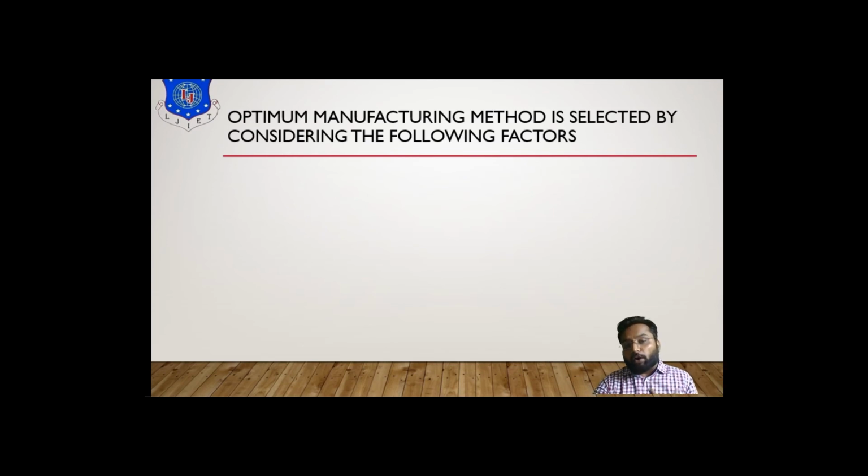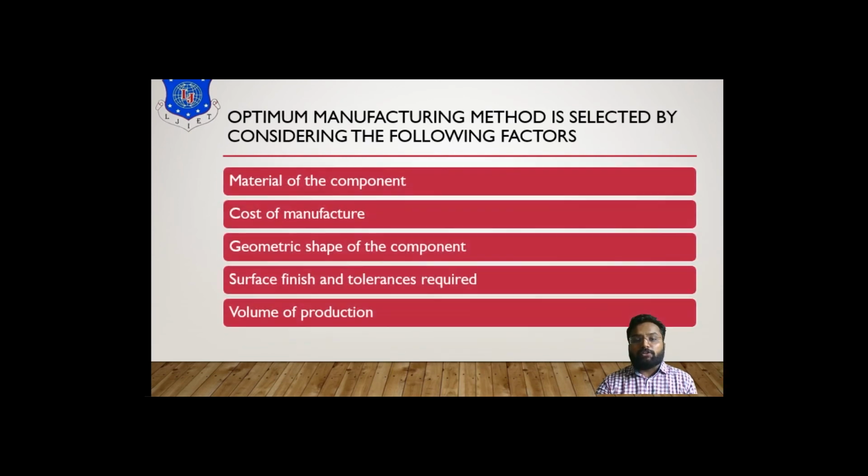So what are the different criteria or factors to optimally design our components? There are several factors. First of all, we should know the material of the component. Then what is the cost of the component? It also depends on the geometrical shape of the component. Then what amount of surface finish and tolerance do we require? What volume of production do we require? These are the different criteria or factors that will directly affect our designing or selecting our manufacturing process. Without these criteria, we can't design or select a manufacturing process.